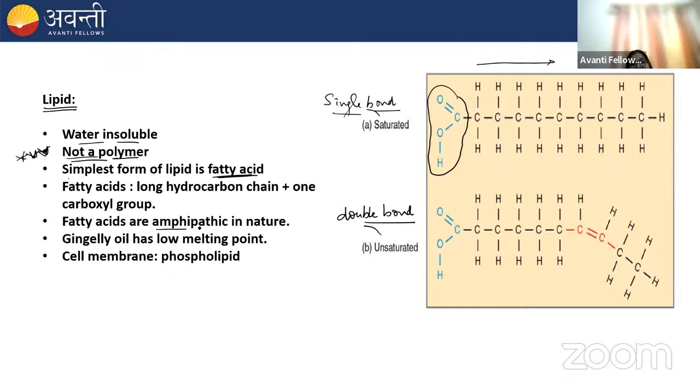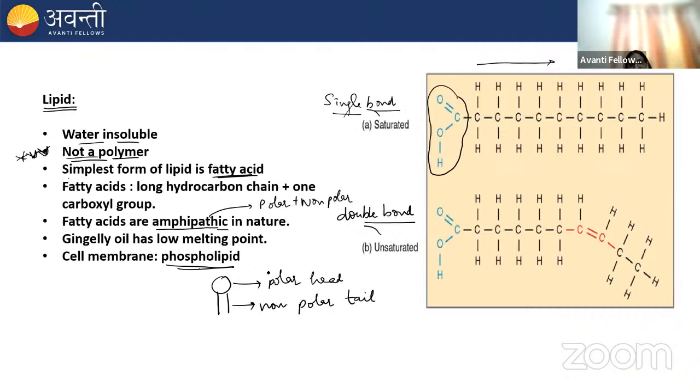Okay, and the fatty acids are amphipathic in nature. Amphi means that they have both polar and non-polar parts. Remember the plasma membrane? The plasma membrane is a phospholipid. It has a polar head and a non-polar tail. So it has both polar and non-polar parts, so it is amphipathic in nature. Gingelly oil has a low melting point. Remember this. Okay, I hope this is clear.